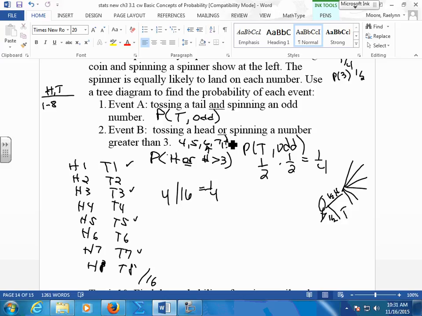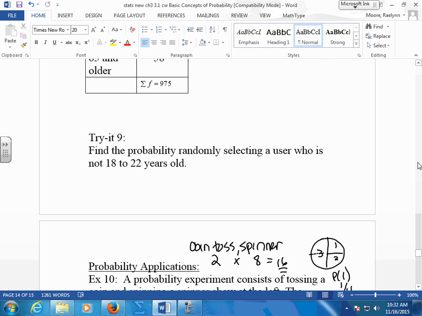So now let's count off my heads. I have 8 heads. So or a number greater than 3. I can't recount these because I already counted them. And so therefore, how many numbers are greater than 3? 4, 5, 6, 7, 8. That's 5. So 8 and 5, 13 out of 16. You can't recount the ones you already counted. So a heads or a number greater than 3.